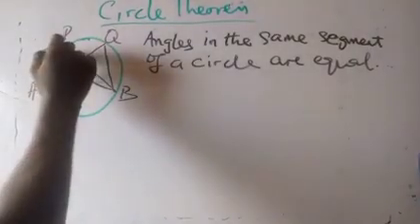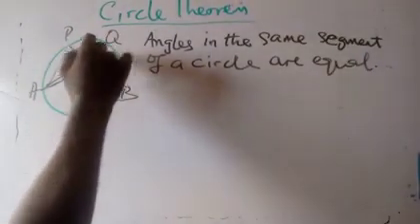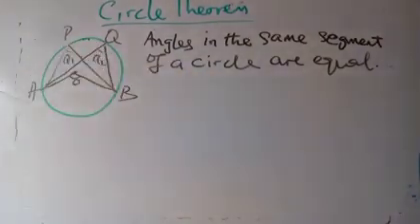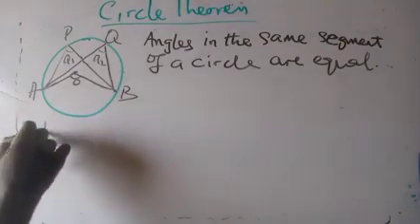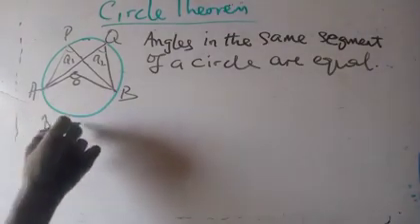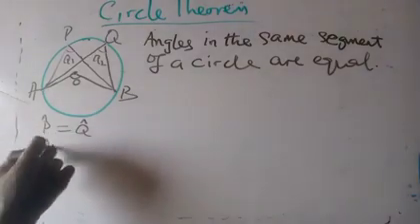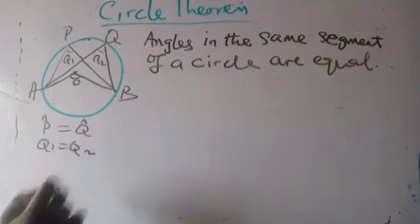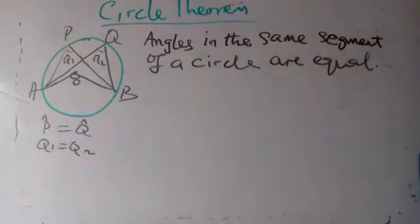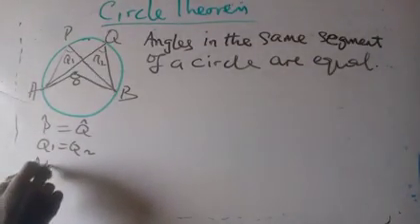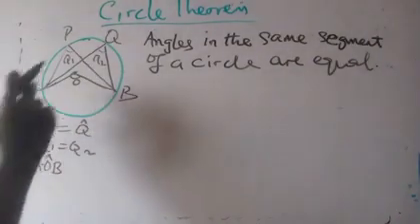So this is an angle, this is another angle. We can call this one Q1. Let's call this one Q2. Okay? So we want to prove or explain that angle P is equal to angle Q, or to say Q1 is equal to Q2. And to do that, let's pick angle AOB.